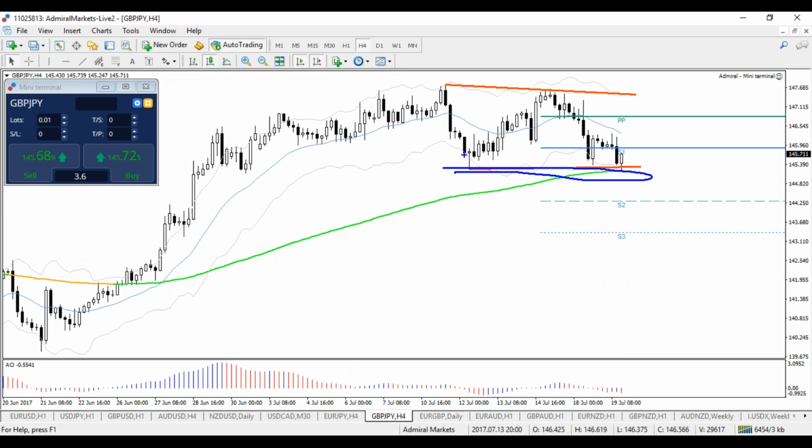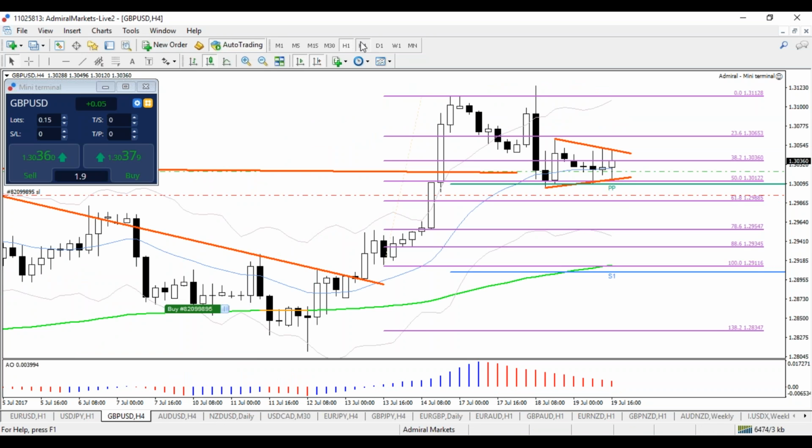Engulfing twins on the hourly chart, so it could still be a bouncing spot. Pound is all in all still in a bullish formation, I would say, when looking at the 4-hour chart. That could lift the pound upside.